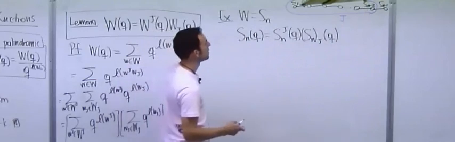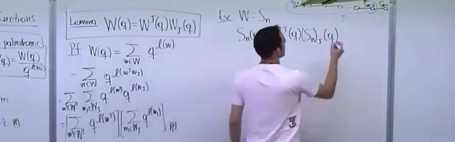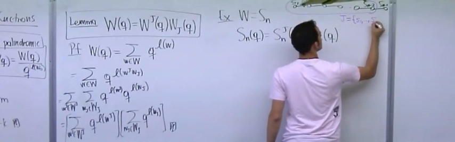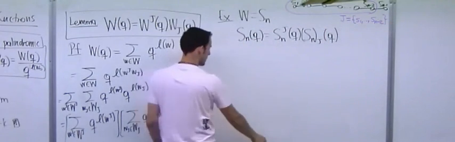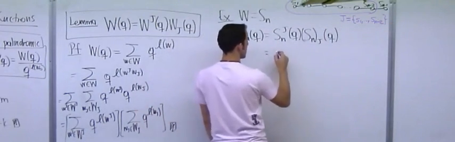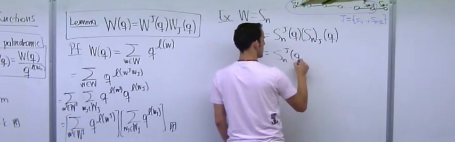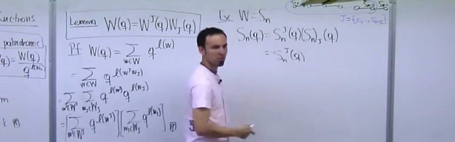Okay. So if I take J to be equal to this thing, so J equals S1 up to Sn minus 2. If I do that, then I'm left with this times this is just the symmetric group Sn minus 1, basically.